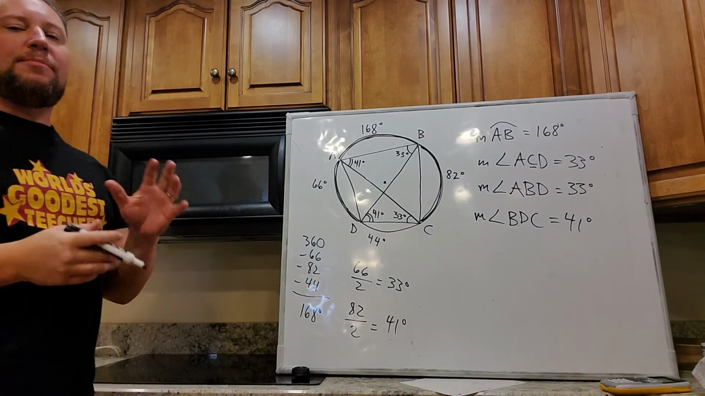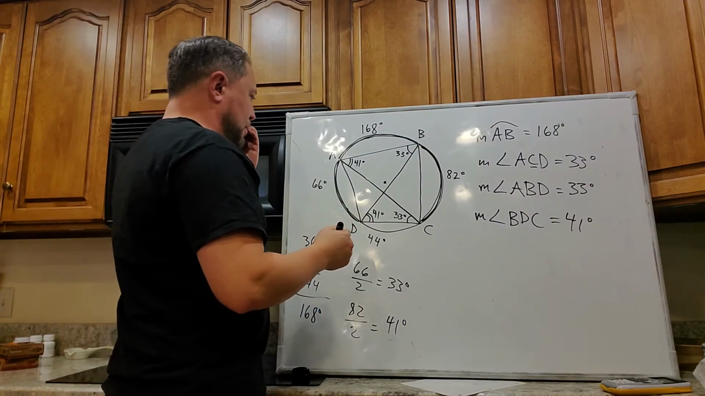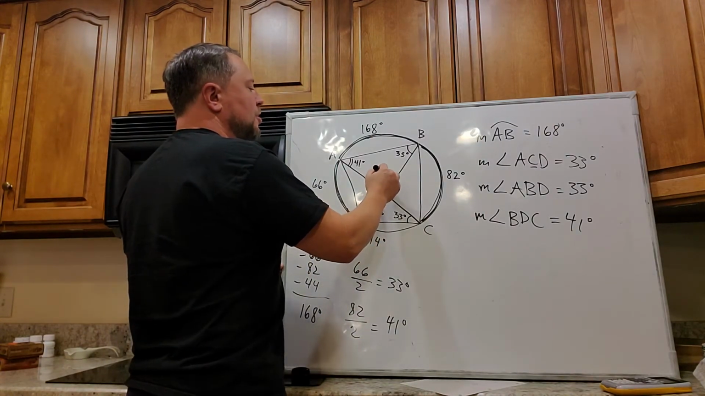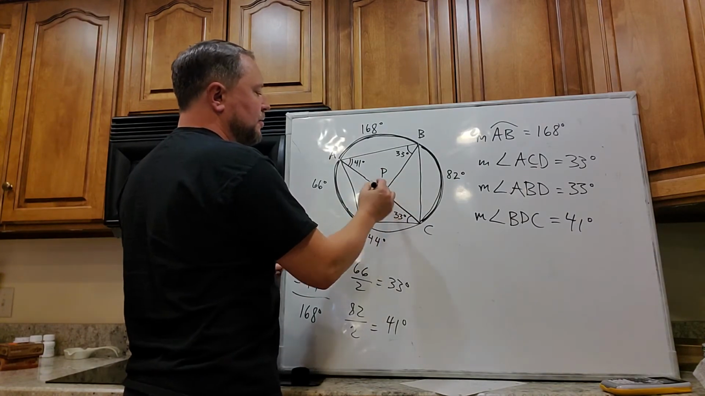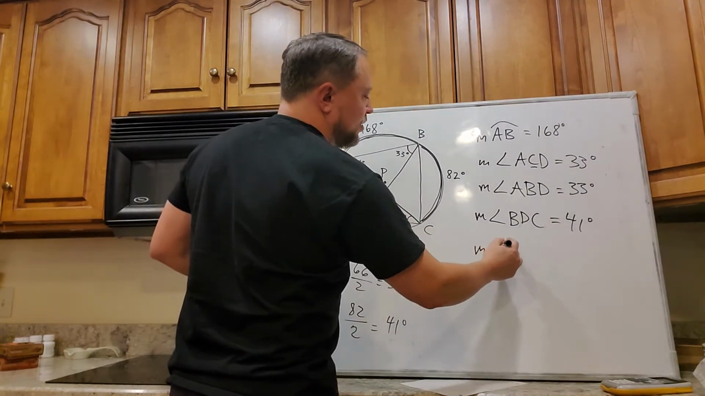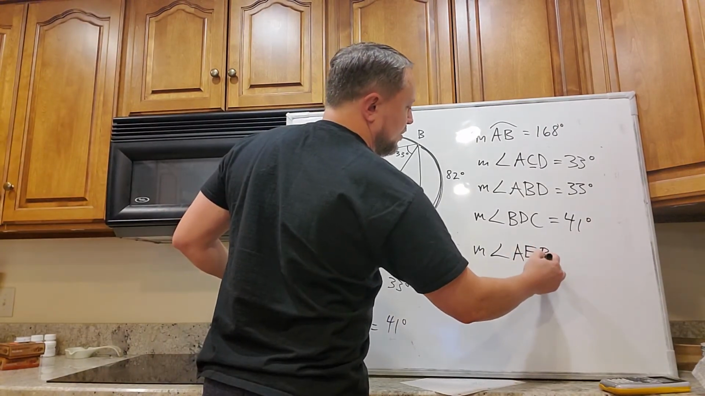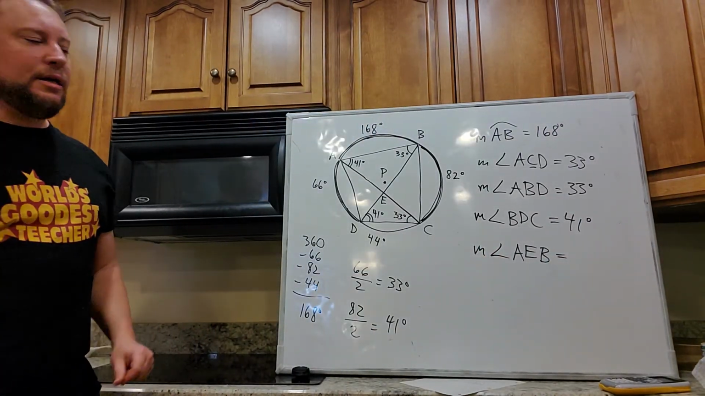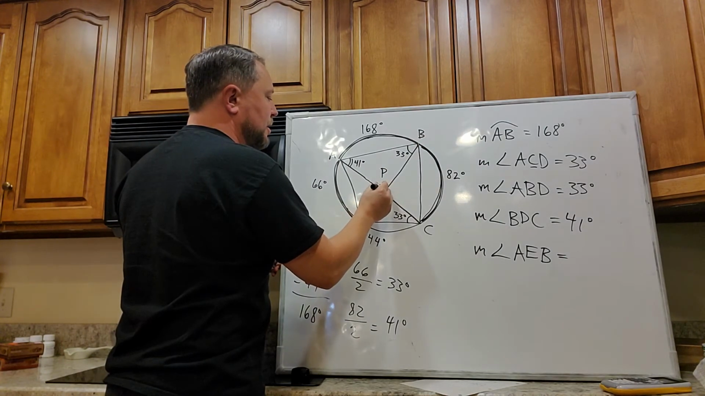Okay, now it kind of leads me up to a final question here. I'm going to call this point right here, that's not the center. You know, let's call P the center. But you see this point down here that I'm going to call E? Okay, let's say I wanted to find the measure of angle AEB. AEB. Now AEB is this angle in here.